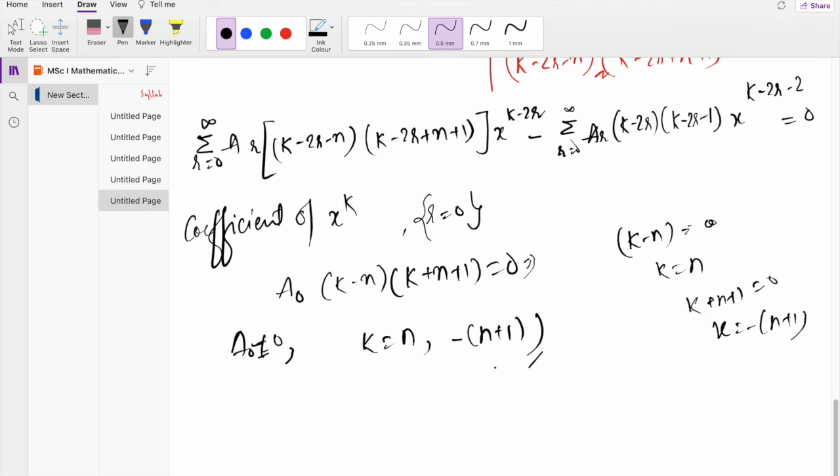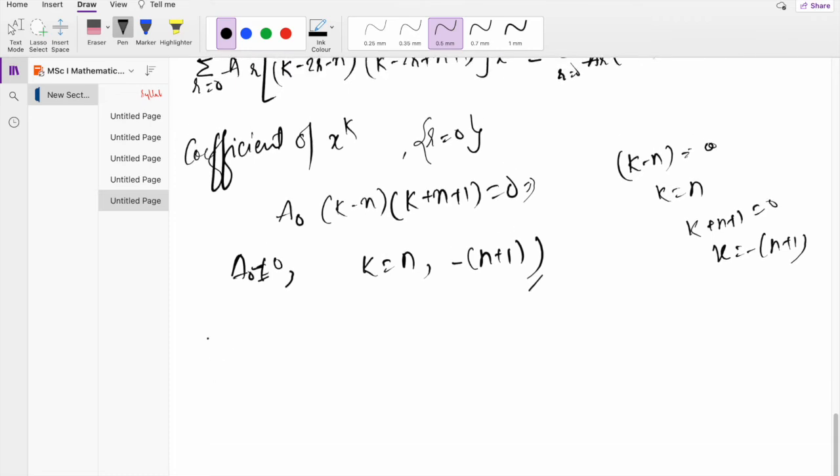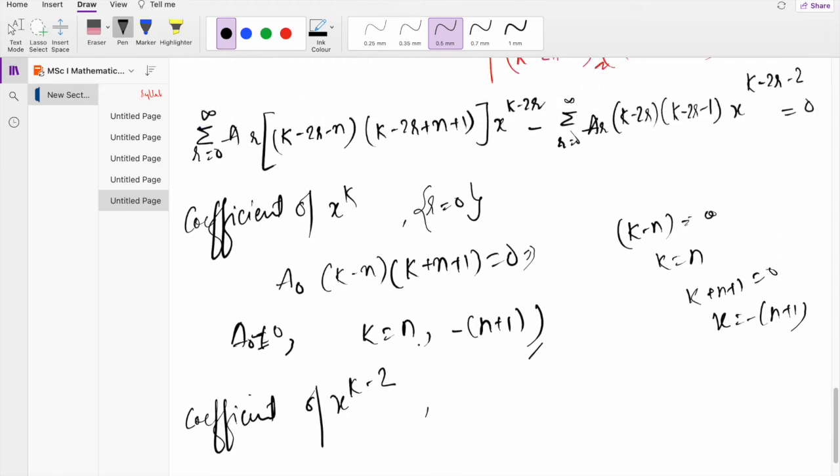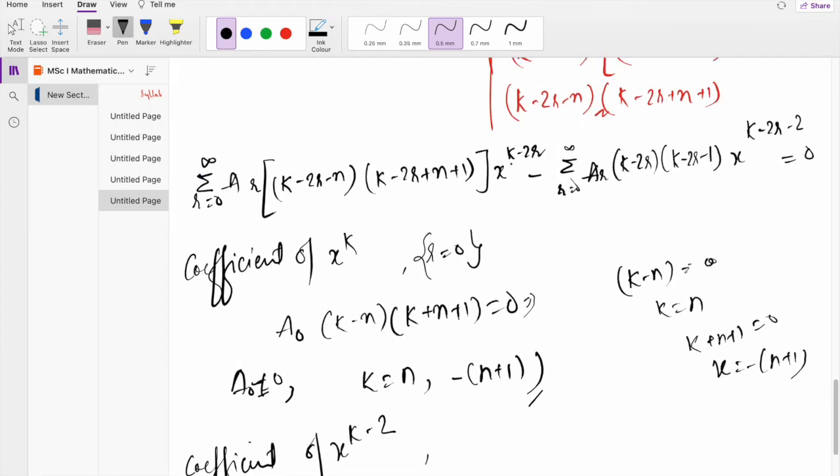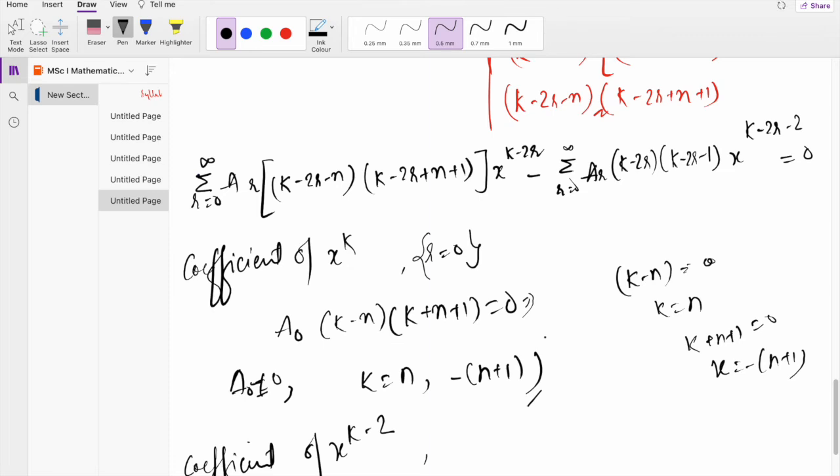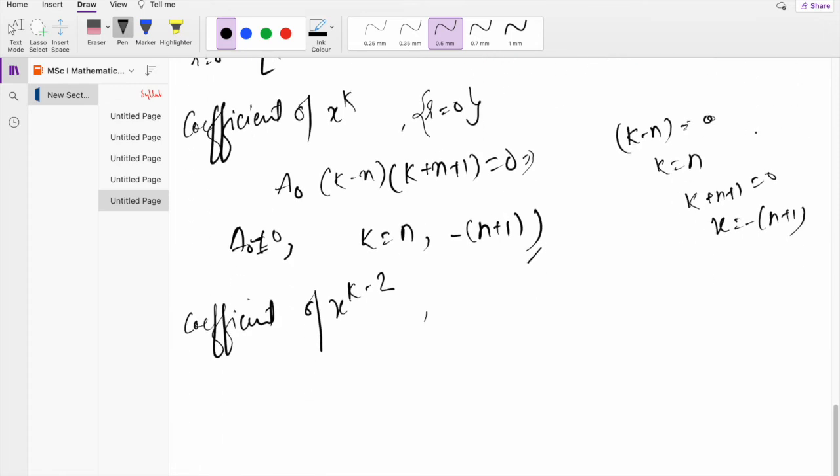If I calculate the second lowest term, the coefficient of x to the power k − 2, just put r equals 1 here. So this will give me x to the power k − 2. And here, for the first term I'll put r equals 1, and for the second term I just need to put r equals 2.